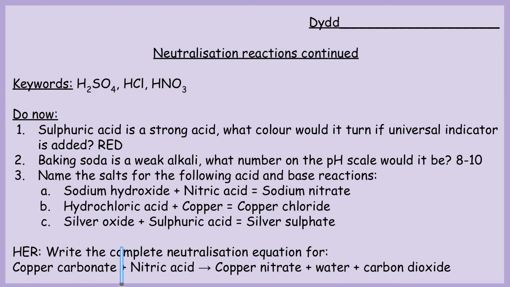I've then got for the challenge to write the complete neutralisation equation. So the other products there, it is a carbonate. So as well as copper nitrate, metal, nitric acid, nitrate, because it's a carbonate, you're going to form water and carbon dioxide. So pause again, just check you've got those written in.